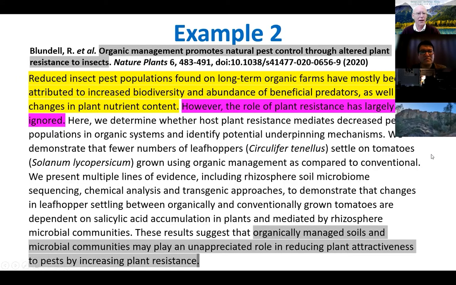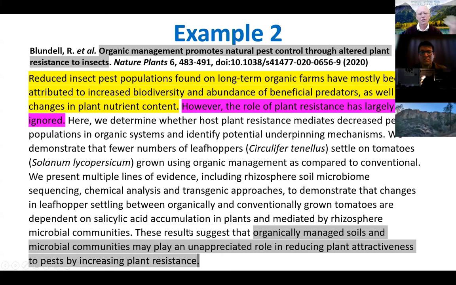This one's about organic management. Again, the yellow is about insect populations. There are insect pests on organic farms, and they've been attributed to reduced pest population. That is, there are predators, and it's thought that the increase in those predators under organic management reduces the pests. And there's also changes in nutrient content. So again, prior knowledge. But plant resistance hasn't been taken into account in these kinds of studies.